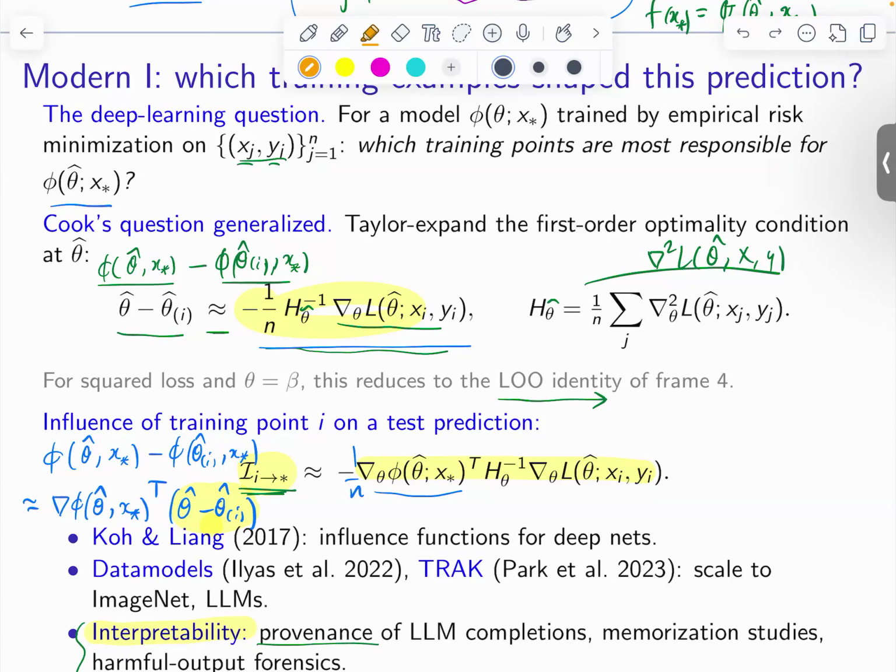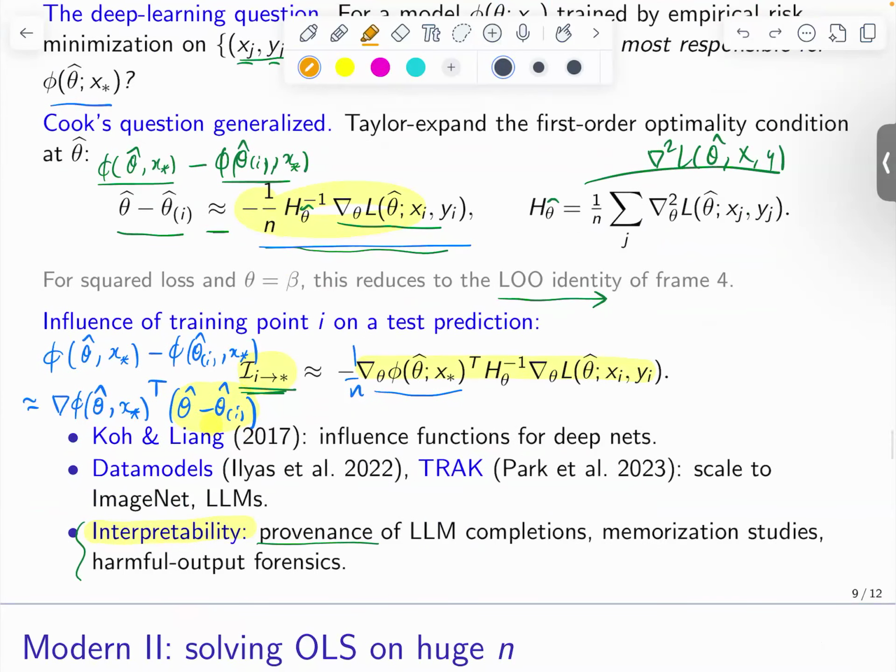There's a bit of non-linearity here, but you do linearization and Taylor expansion. The issue is that even that formula is not easy to calculate. I encourage you to calculate this for linear regression. It's not going to reduce exactly to the leave one out identity. There's something missing.